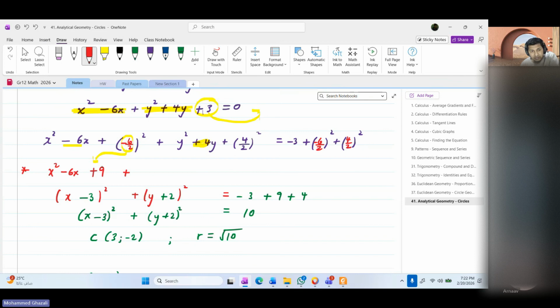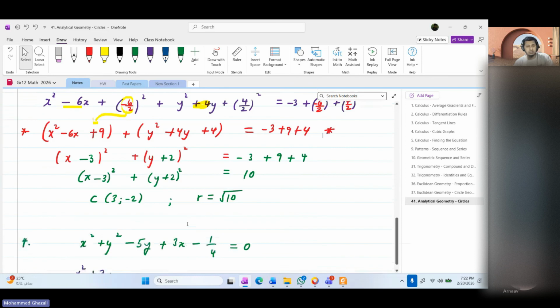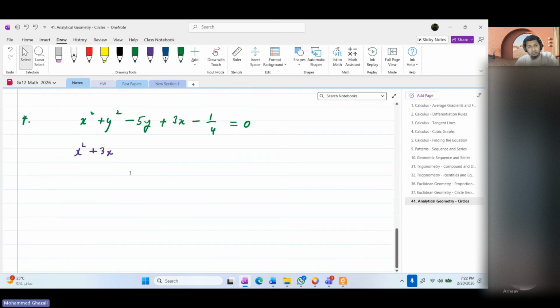Plus, look at the second part, right? The second part is also a perfect square: y squared plus 4y plus 4. That's also a perfect square. If you square this binomial, you will get that. And that equals -3 plus 9 plus 4. That's the reason why we skip this step over here. No need to write the step here, right? And even this part, you can just use a calculator and get 10. You don't need to expand like this. Right, so I hope you guys are understanding. All right, let's continue here.